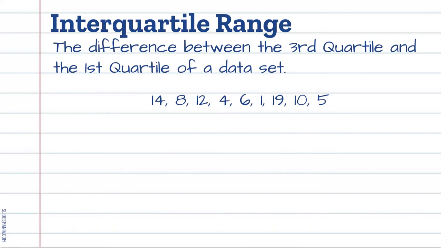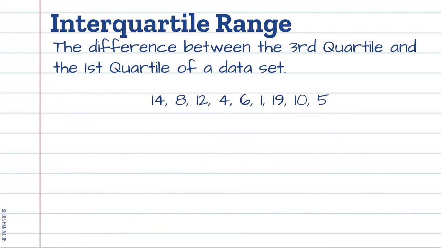Lastly, we get to our interquartile range. Now this will be similar to our range, which is the difference between our maximum and our minimum. But now we want to think in the sense of our inner quartiles. So our interquartile range is the difference between the third quartile and the first quartile of a data set.